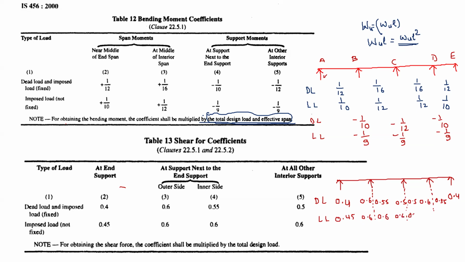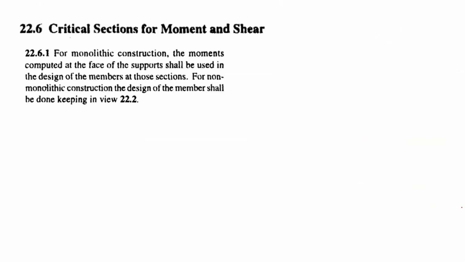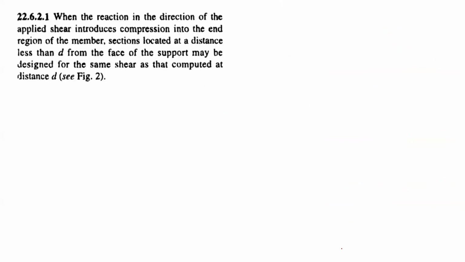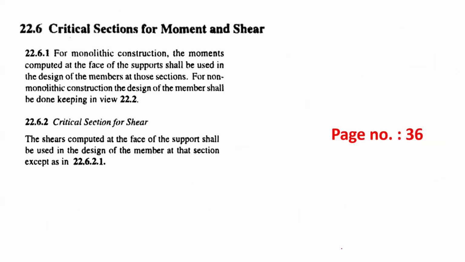You should be in a position to show this if the external examiner asks you, and at the end we have 0.45. Likewise we have to use it. All these tables are given on page number 36. Then critical coefficient, this is generally asked. We have to find the critical shear, which is clearly mentioned. In the last slide we actually have critical sections for moment and shear.